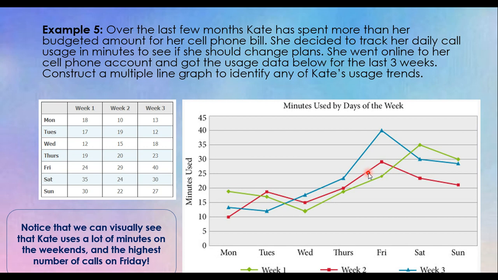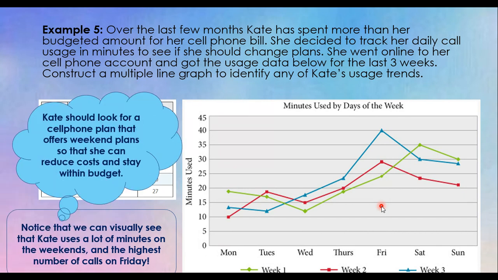And she also has the highest number of calls on Friday with this giant peak here. Or length of time on the phone. So, knowing this information, what can we tell her about her phone plan? Well, she should look for a cell phone plan that has like weekend plans, like weekend minutes, like unlimited.